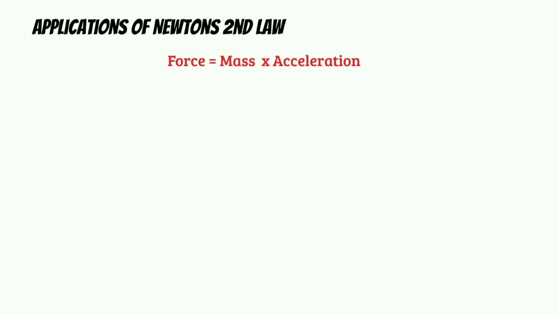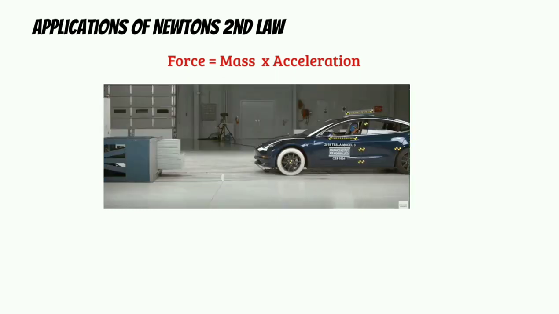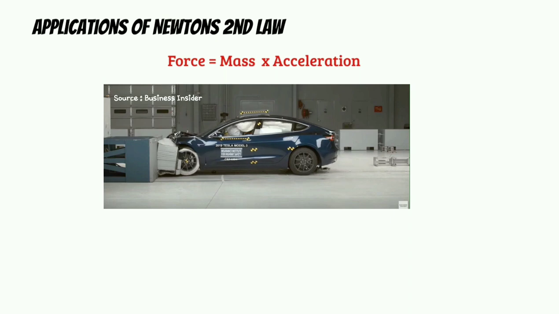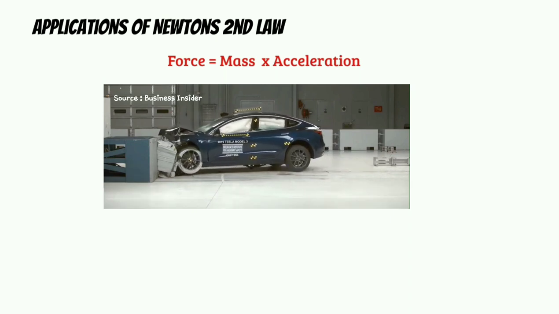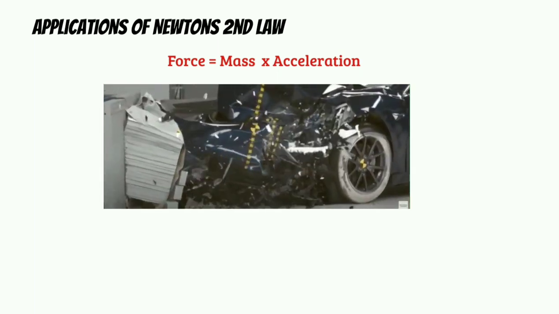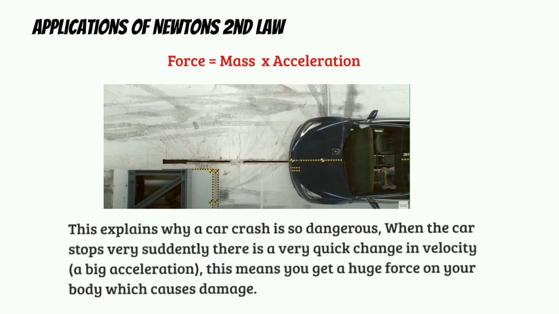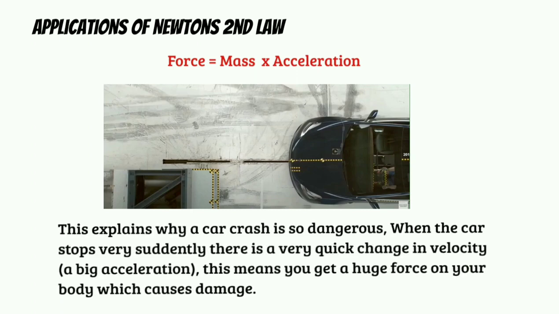Let us see how this law can be applied in real life. In this short clip or video, we can see a Tesla Model 3 being smashed into the side of what seems like a concrete or metal slab. As you can see, the side of the car is completely broken. This explains why a car crash is so dangerous. When the car stops very suddenly, there's a very quick change in velocity, a big acceleration. This means you get a huge force on your body, which causes damage.